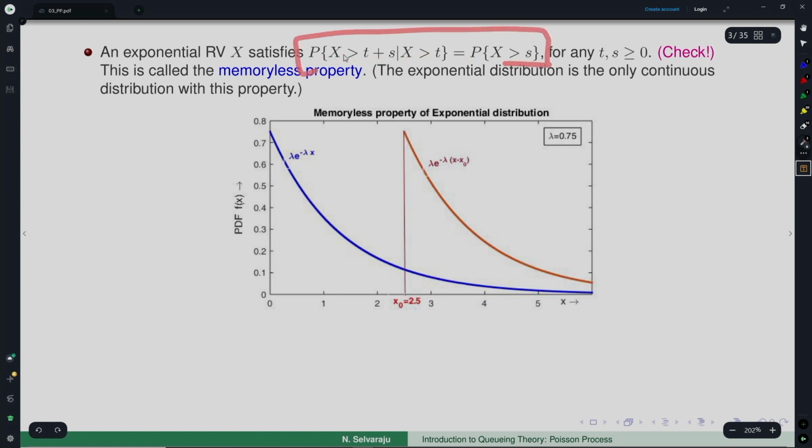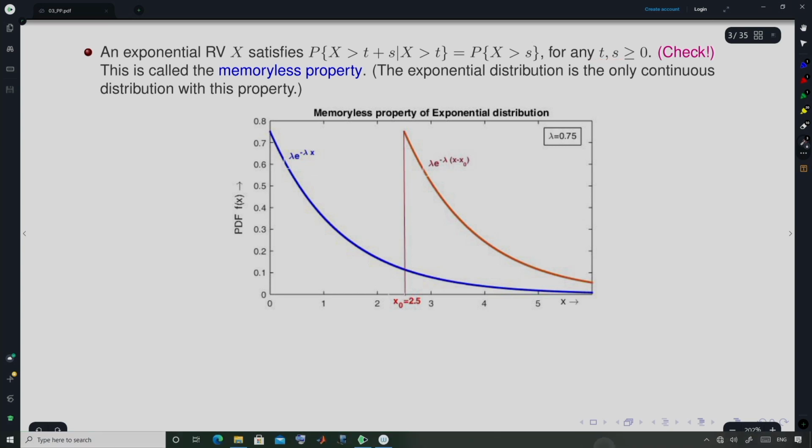What does that mean? That the probability that x is greater than t plus s, given that x is greater than t, is simply equal to the probability of x greater than s, for any t, s greater than or equal to 0. The right side is e to the power minus lambda s for an exponential with parameter lambda. The left side you can write down as numerator over denominator, like probability of A given B: probability of A intersection B divided by probability of B. So you write it down and see that this will also be e to the power minus lambda s.